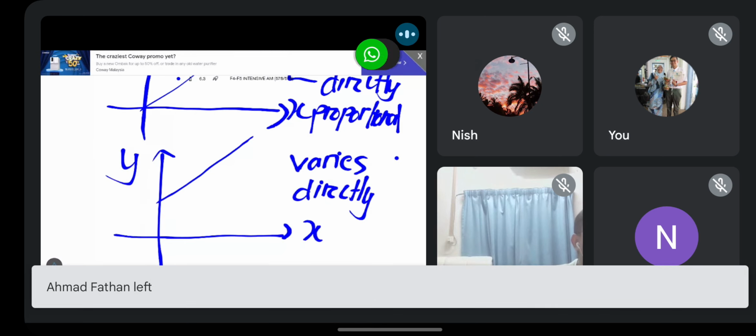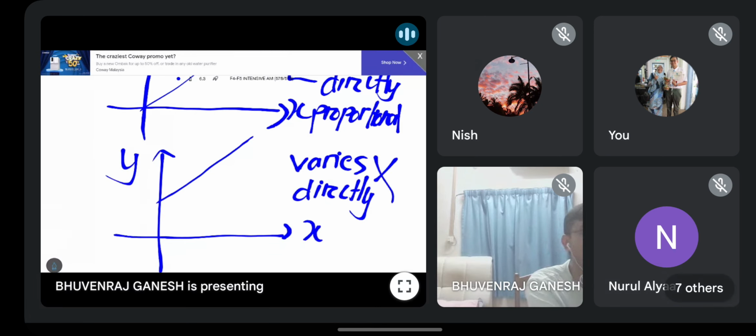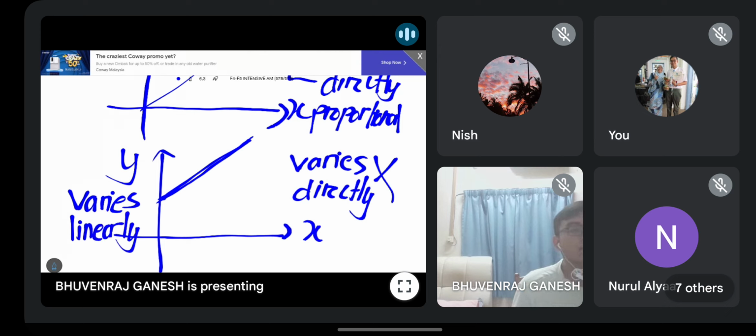This is not varies directly. So what do we call this, guys? Kalau ada graph macam ni, dalam mathematics also lah. What type of graph is this? You should actually say varies linearly. Ini adalah nama dia. Berkadar secara linear.